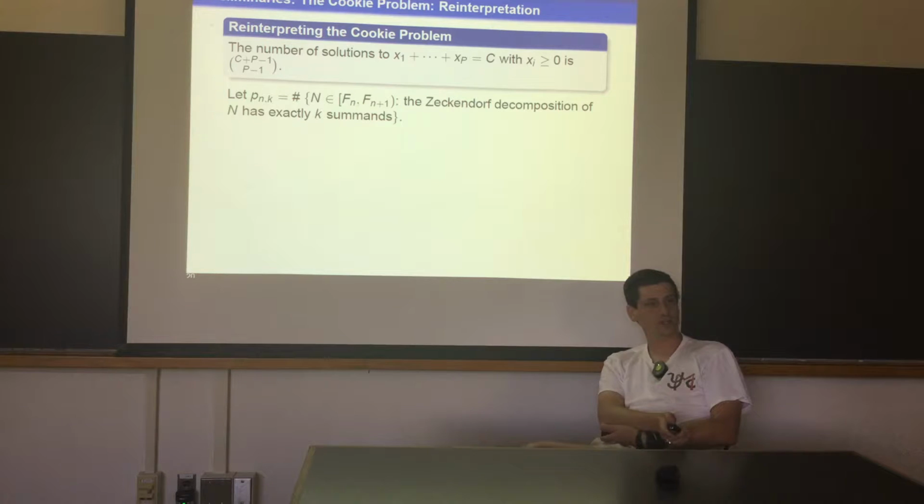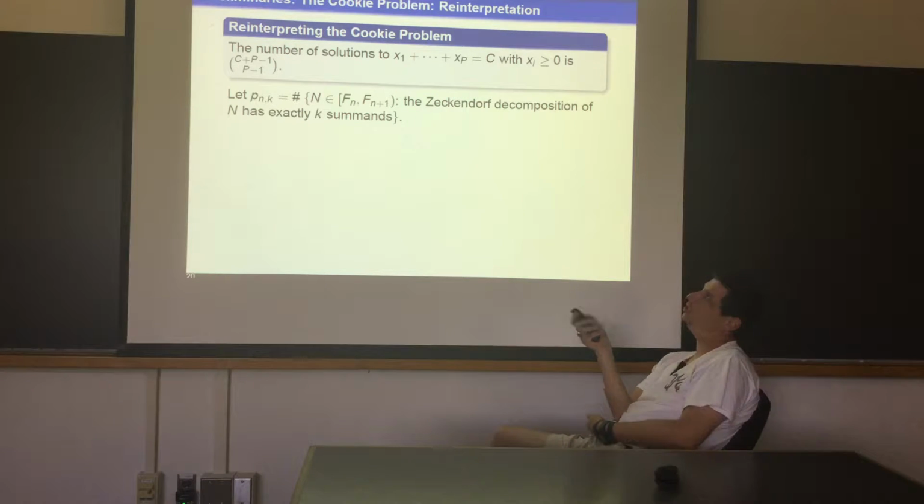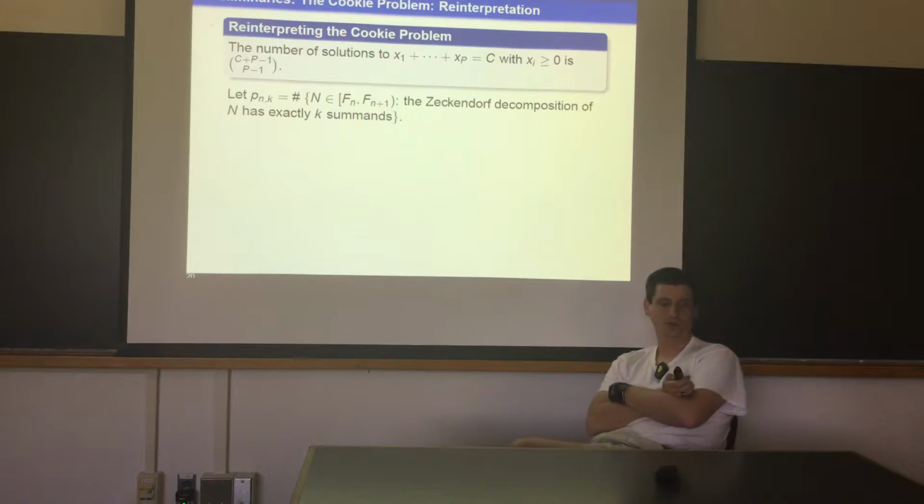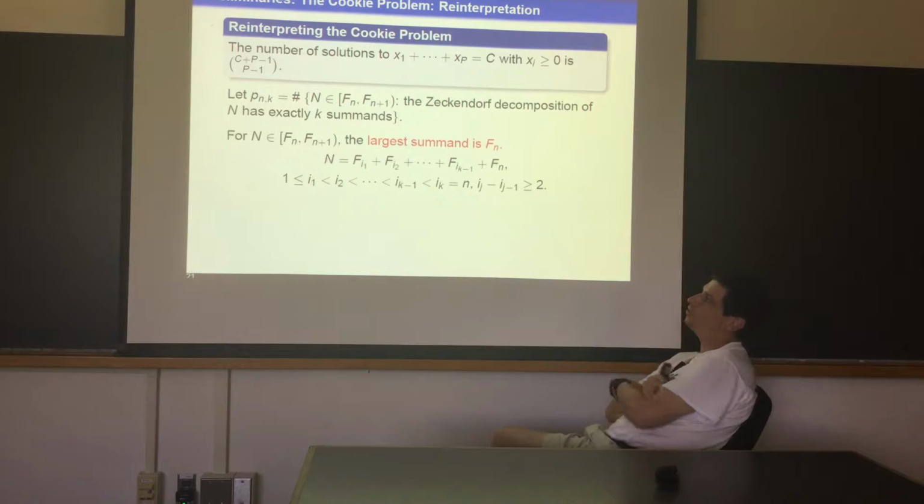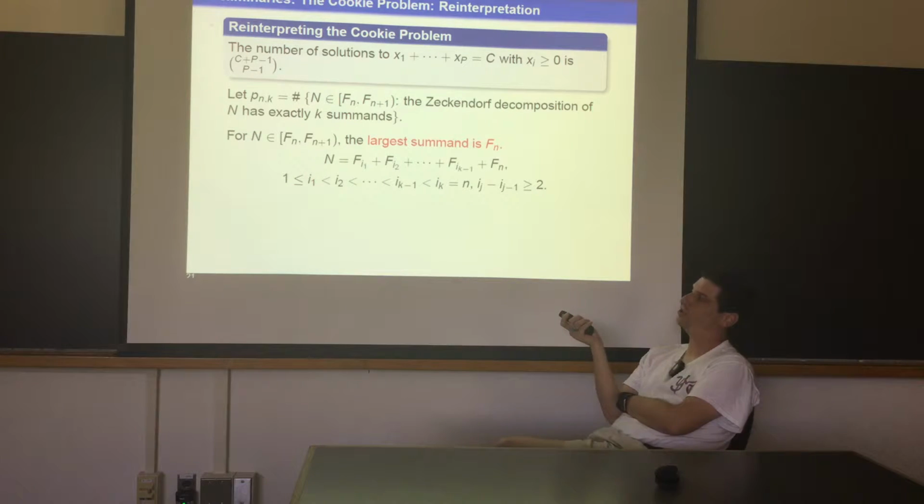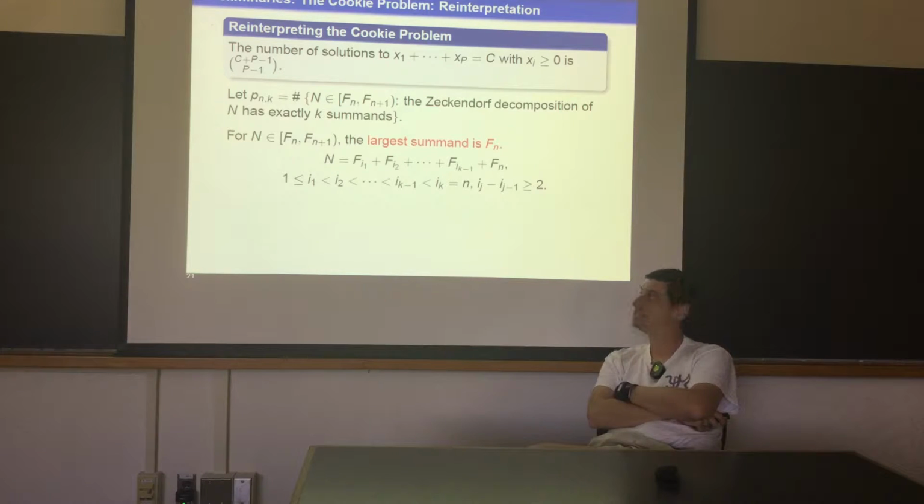All right, let's go back to the Zeckendorf problem. Let P and K be the number of numbers in our interval where the Zeckendorf decomposition of n has exactly K summands. So we know we have to have the last term. We don't know about the other ones. So the largest summand is Fn. So let's say we have some decomposition. We have our indices. And we know, since they're non-adjacent, there must be a gap of length at least 2 between everything, except for the first one, which could be 1.